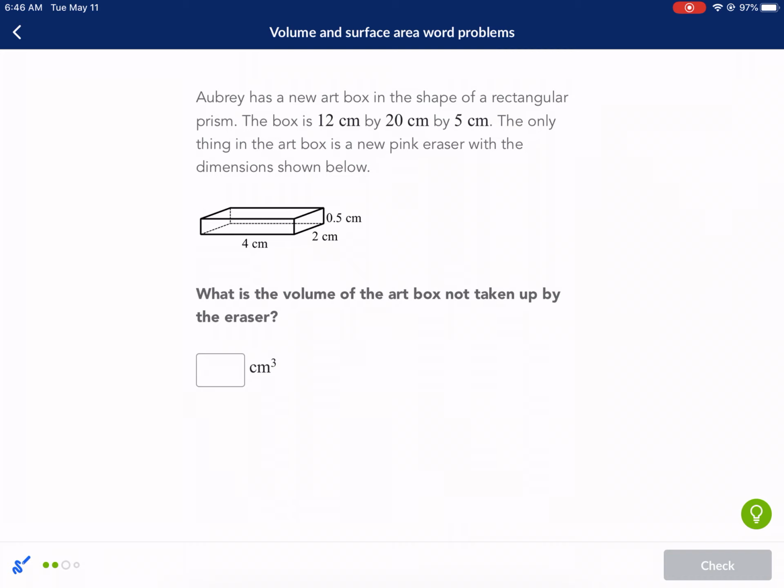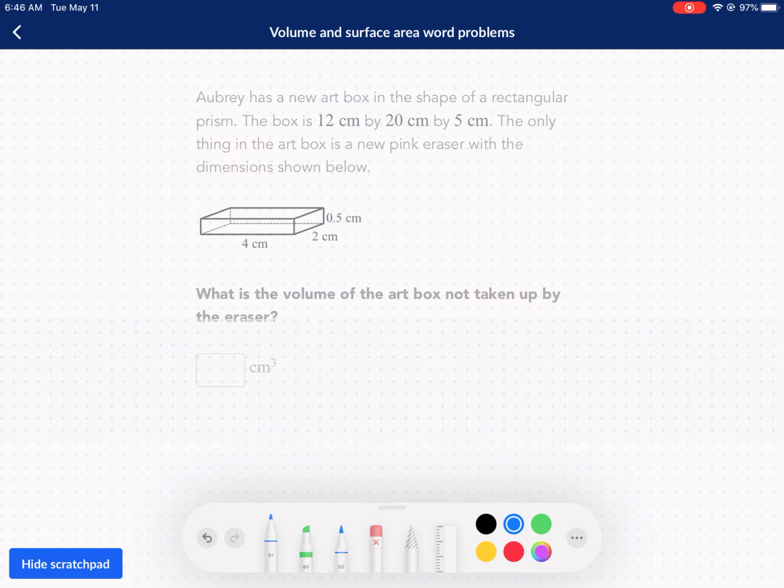Oh, it's another volume. Aubrey has a new art box in the shape of a rectangular prism. Cool. The box is 12 by 20 by 5. The only thing in the art box is a new pink eraser with the dimensions shown below. What is the volume of the art box not taken up by the eraser? Okay, so this is the eraser. It gets this whole problem set up right here for the box.